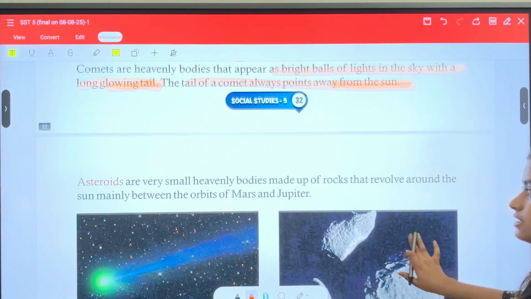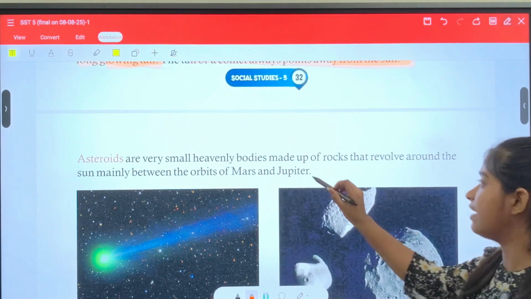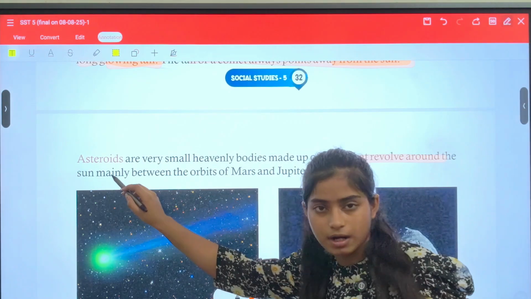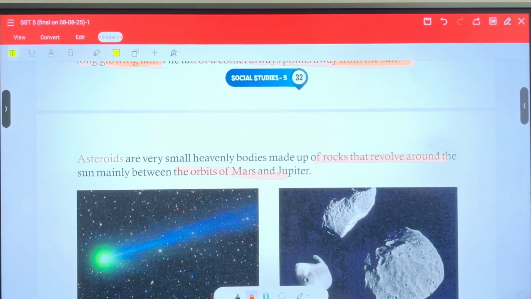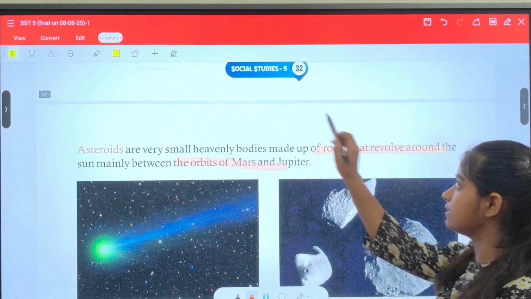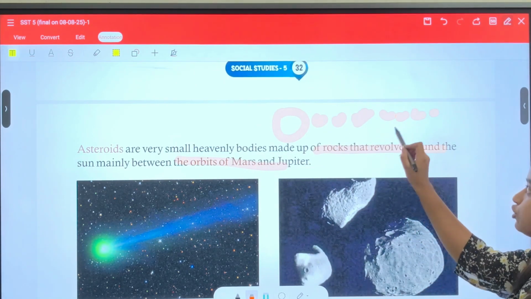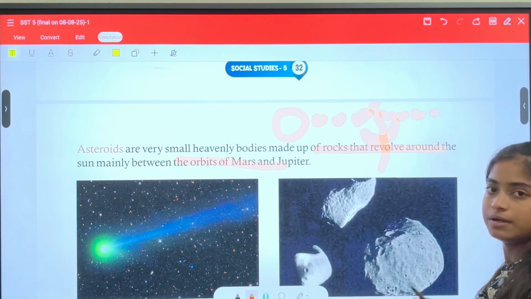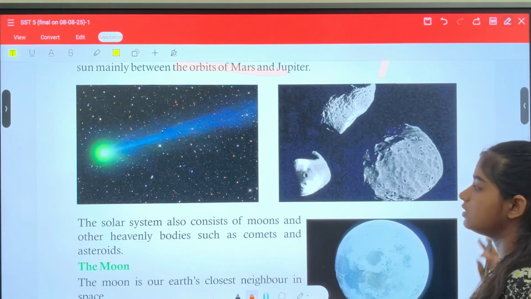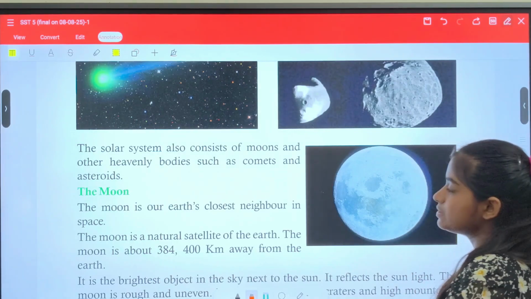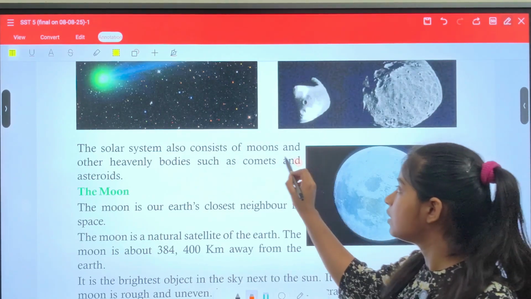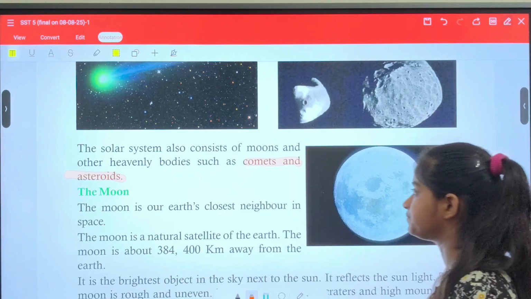Okay. Next we have asteroids. These are very small heavenly bodies made up of rocks, which revolve around the sun, mainly in orbits between Mars and Jupiter. Okay, that means you saw that there is the sun and there are some planets adjacent. So between Mars and Jupiter, asteroids are present. Okay. Now the solar system also consists of moons and other heavenly bodies such as comets and asteroids.